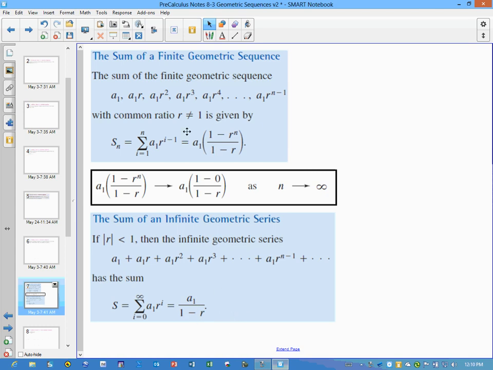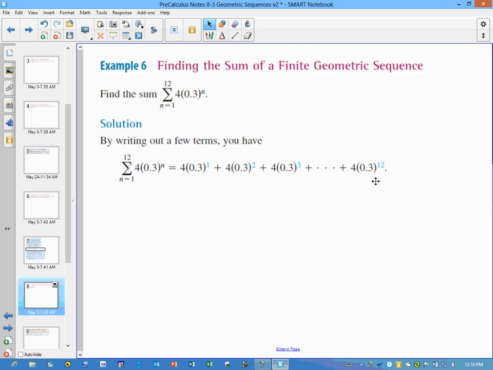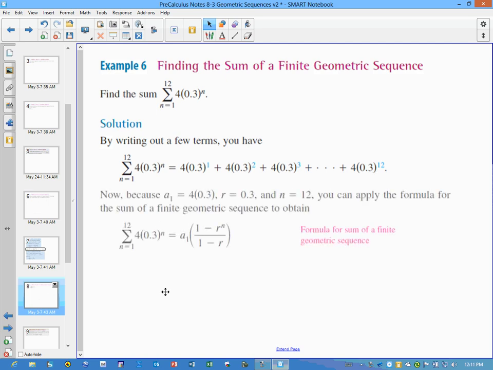So we have a formula for a finite geometric sequence, and we have a formula for an infinite geometric series. We can find the sum of both. And let's, of course, look at an example of this. Let's say we wanted to find the sum from 1 to 12 of this sequence. Now, of course, we can do it by hand, the long way. Substitute 1 for n, then substitute 2 for n, then 3 for n, etc., and add them all up. Or we can use the shortcut formula here.